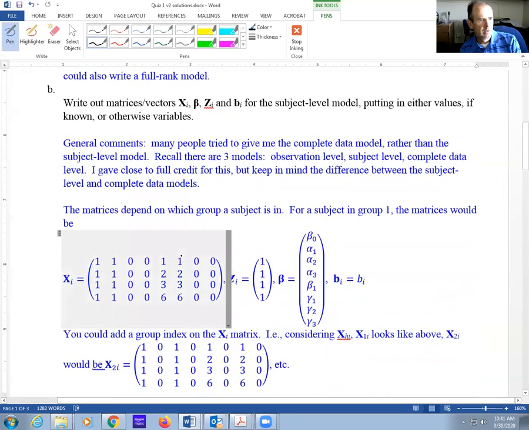For part B, this was what it would look like for a subject, x sub i, in group 1. I was actually writing the solutions out as you guys were taking the quiz, and I thought, well, x_i is going to look different depending on if they're in group 1, group 2, or group 3. If you wanted to, you could add a group indicator on that. So for a subject that's in group 1, you could say x_1i is this, x_2i would look like this, and so forth.